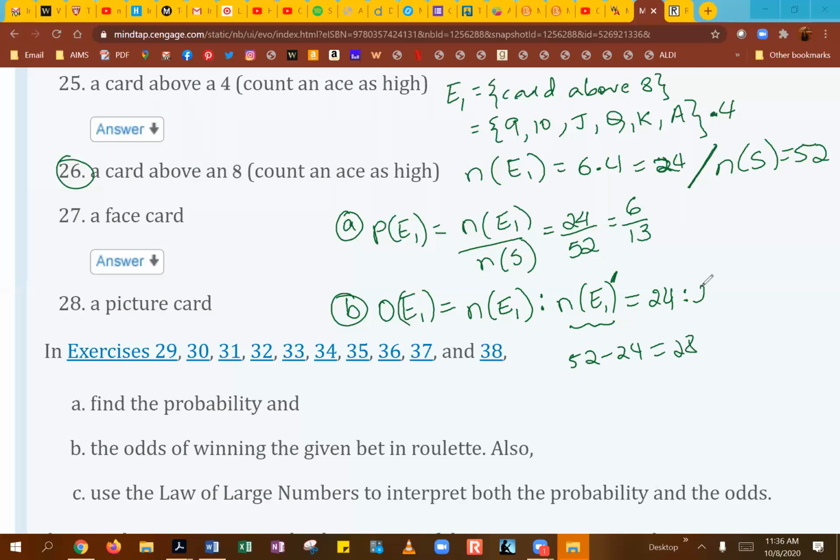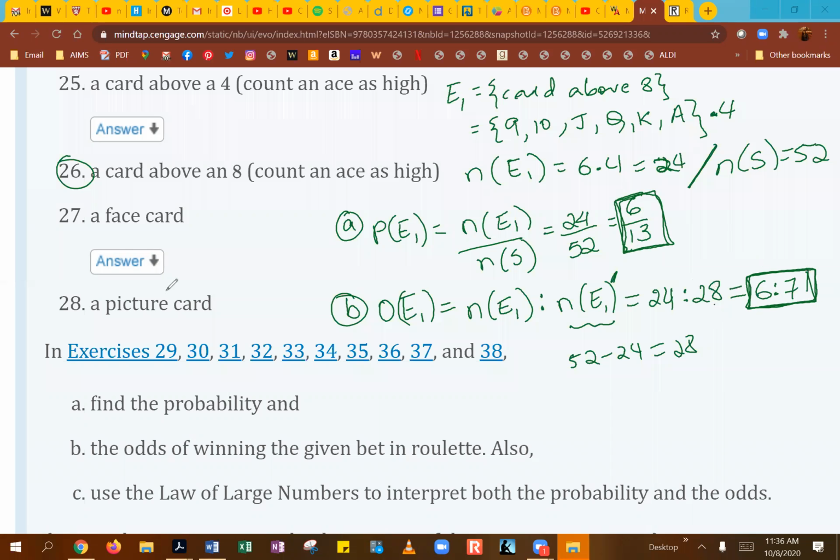So again, you look at 24 and 28, and 4 will be common between both of them. So this will end up becoming 6 to 7 as our odds. And I actually don't know if they want a percent answer or not for your probability. So if they ask a percent answer, you can convert it. And if they don't, then leave it as a fraction.